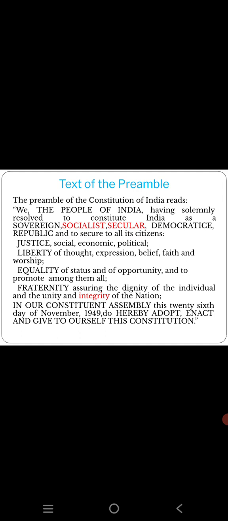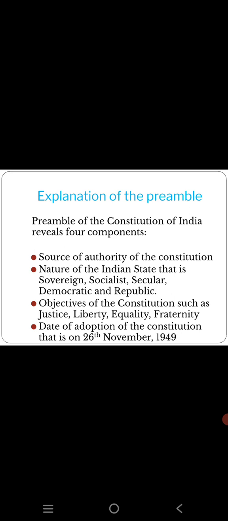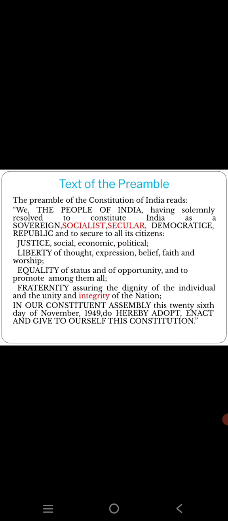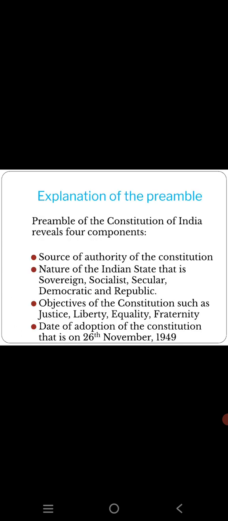So, this is the preamble or introduction of our Constitution. If we read this preamble, it reveals the nature of the Indian Constitution and the objective of the Constitution. Mainly, this preamble reveals four components. First of all, it reveals the source of authority of the Constitution, because it starts with "We the people of India." That means the people of India are the source of the Indian Constitution.